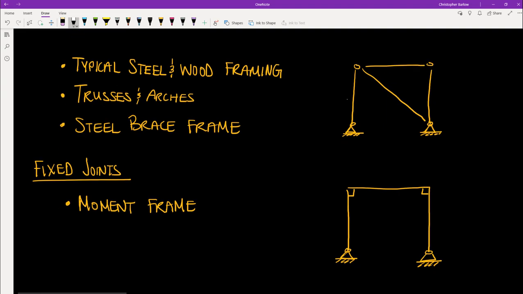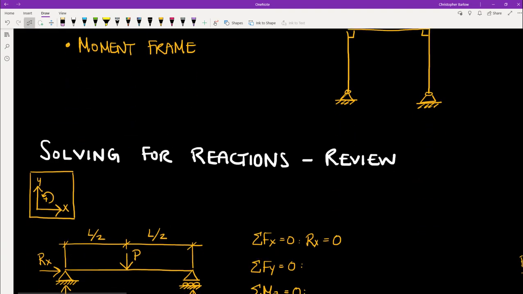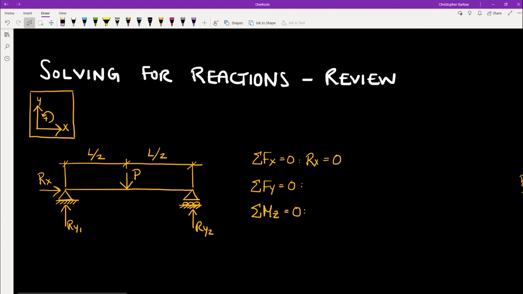With fixed joints, of course, the obvious example is a moment frame. Moment frames and brace frames we will be talking about more in depth later in the course. Trusses and arches we will be discussing next week. For this week, we will be focusing only on beams. And our next topic will be how to solve for reactions at either end of a beam.